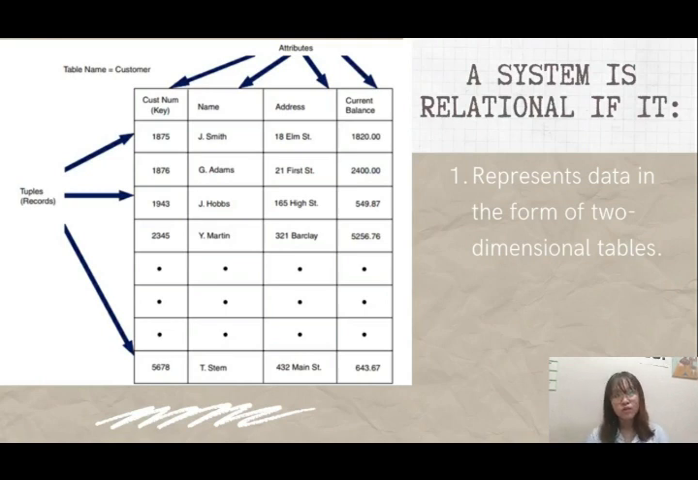Each table is used to store information about related objects. The rows contain a record with a unique key, also known as tuples, and each column contains the attributes. Figure 9-8 illustrates a table titled Customer. Tuples are the unique customer numbers, and attributes include customer number, name, address, and current balance.